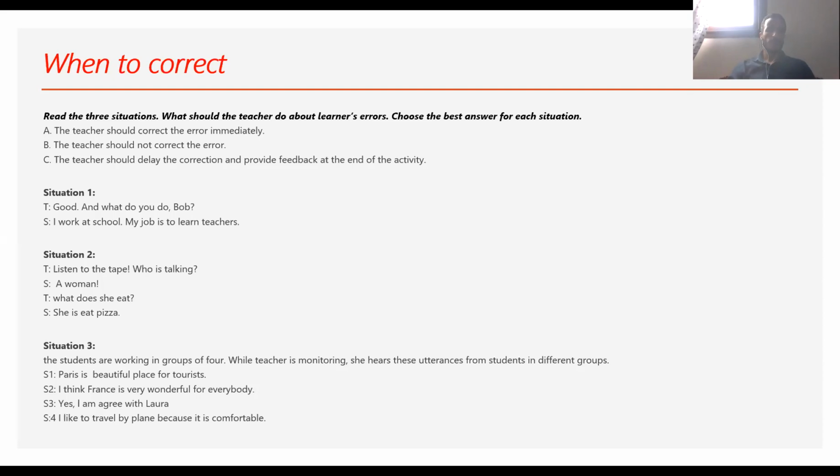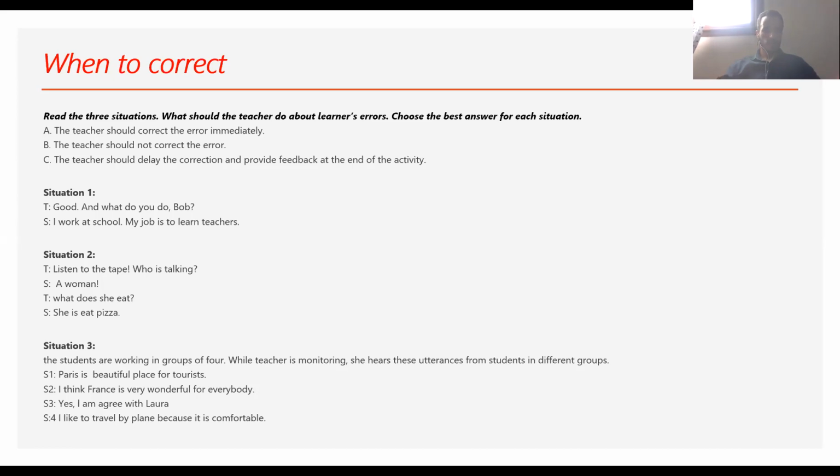So look at situation number three. How many mistakes? More than one. How many students made a mistake? Three students. All of them.